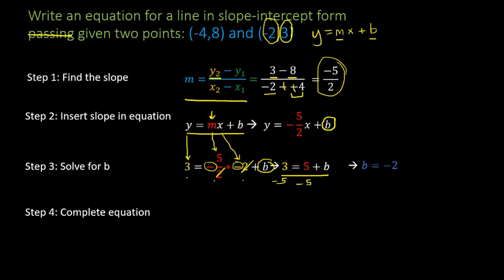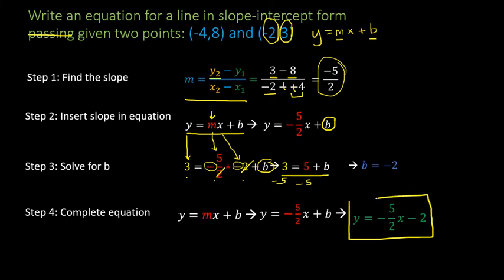So I'm going to complete my equation now. I started out with just the general formula y equals mx plus b. We found that the slope was equal to negative 5 over 2, so we plugged that in for m. And finally, we found that b, the y value of the y-intercept, was equal to negative 2, so we plugged in negative 2. So our final answer is y equals negative 5 over 2x minus 2.